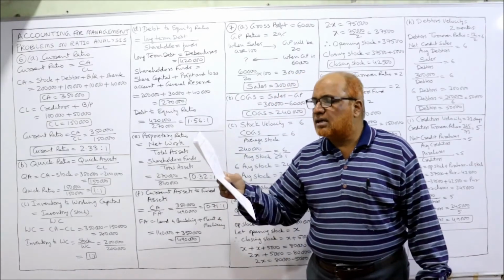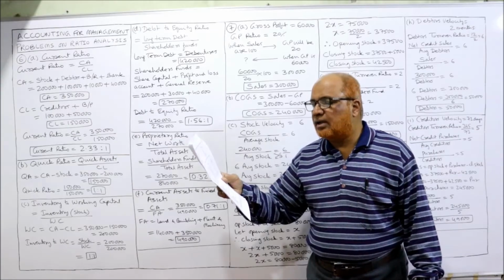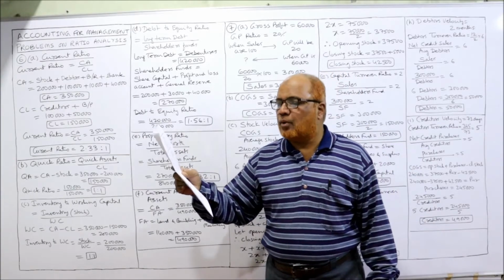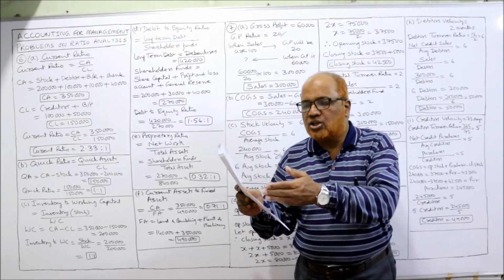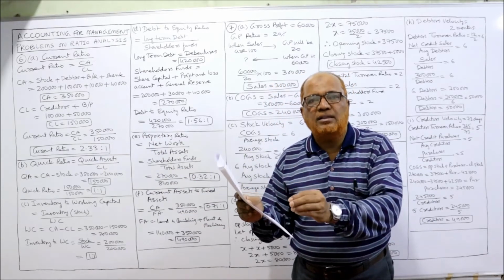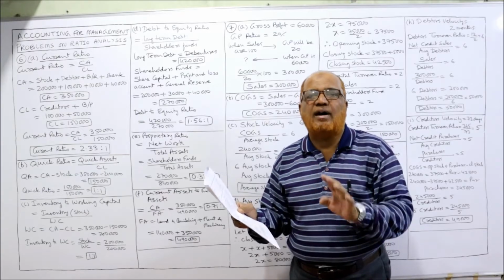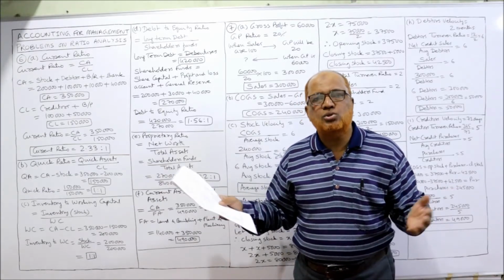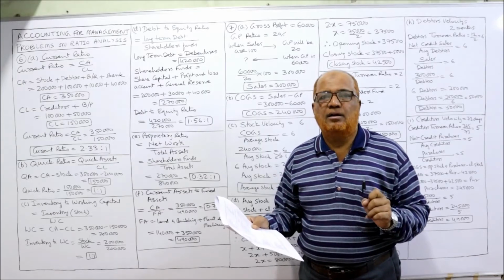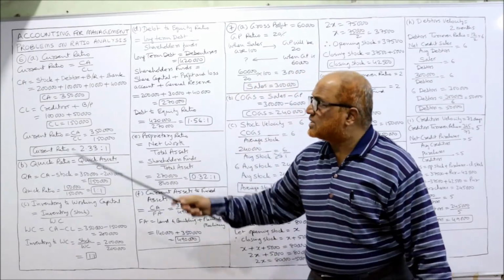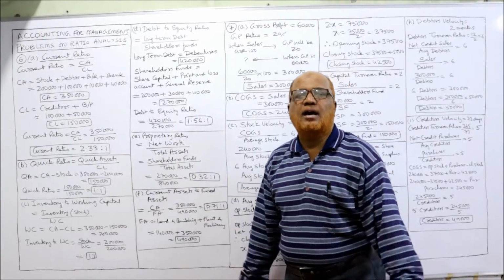Now, calculate the current ratio, quick ratio, inventory to working capital, debt to equity ratio, proprietary ratio, and current assets to fixed assets. Specifically, the ratios are given. We have to apply the formula, substitute the values and calculate the ratios. So simple. The only thing is you must remember the formula. We'll begin with the first, which asks you to calculate the current ratio.